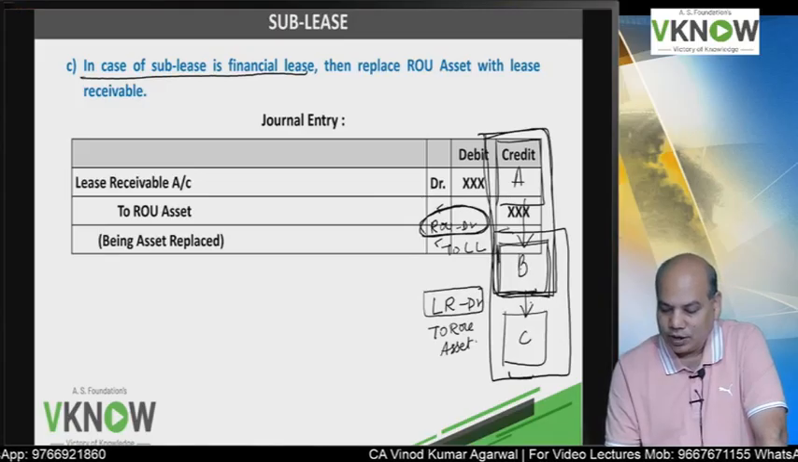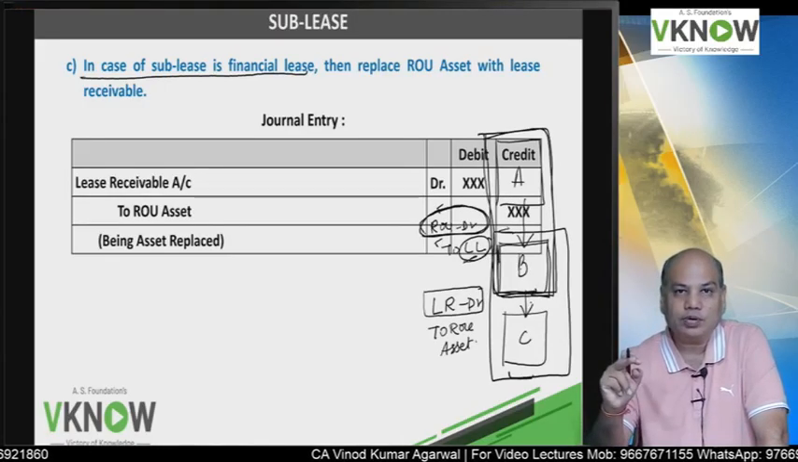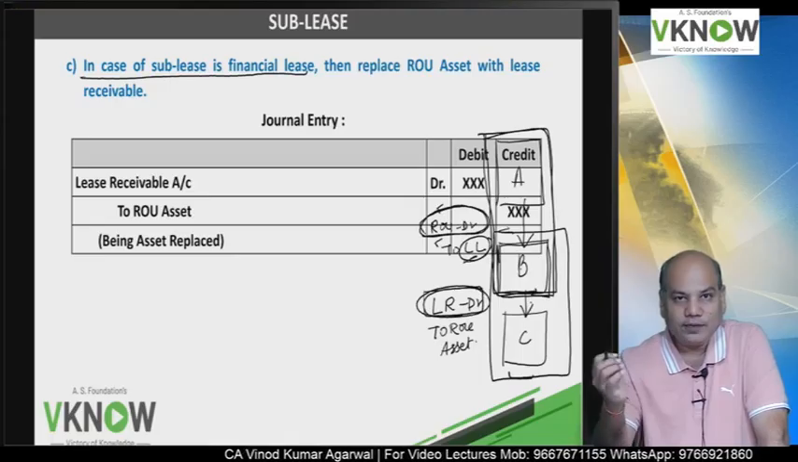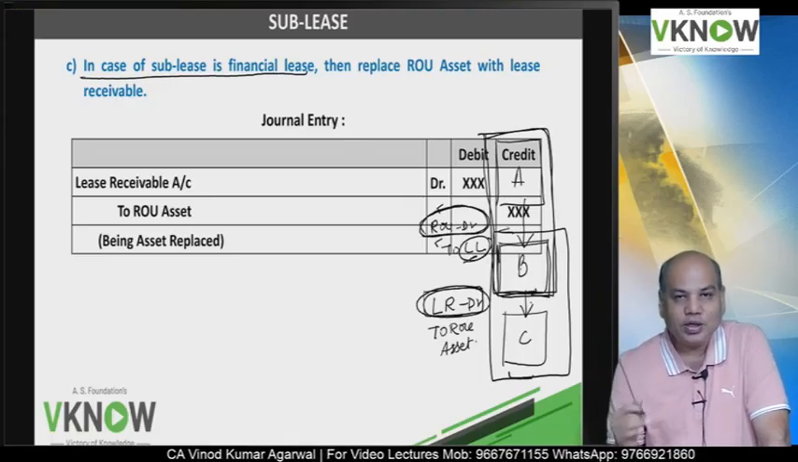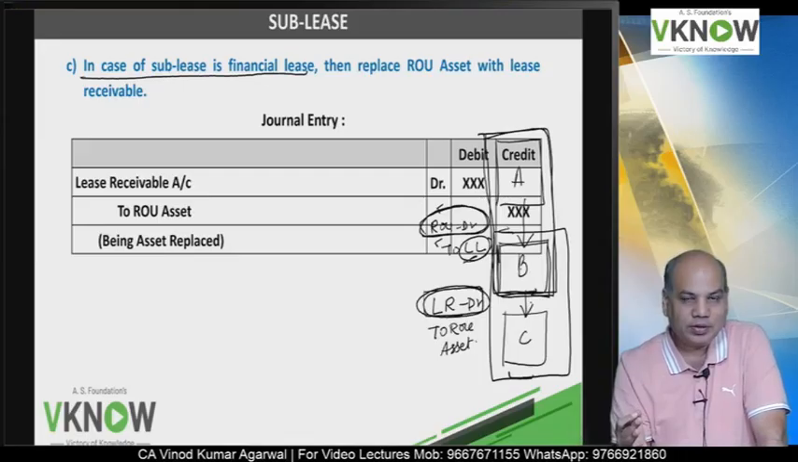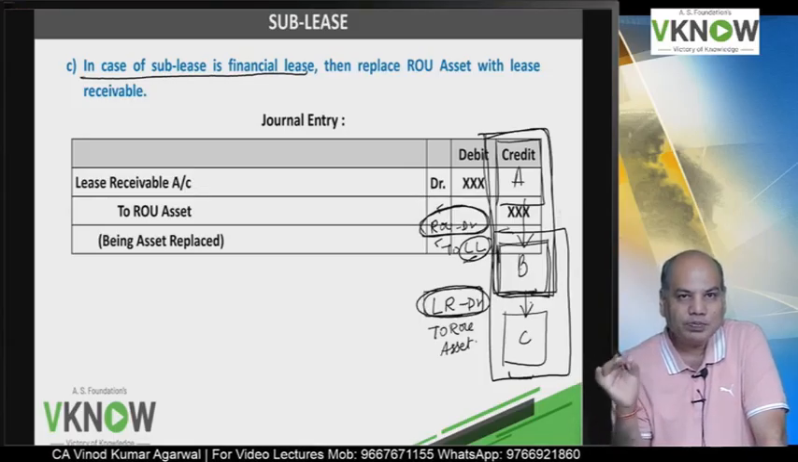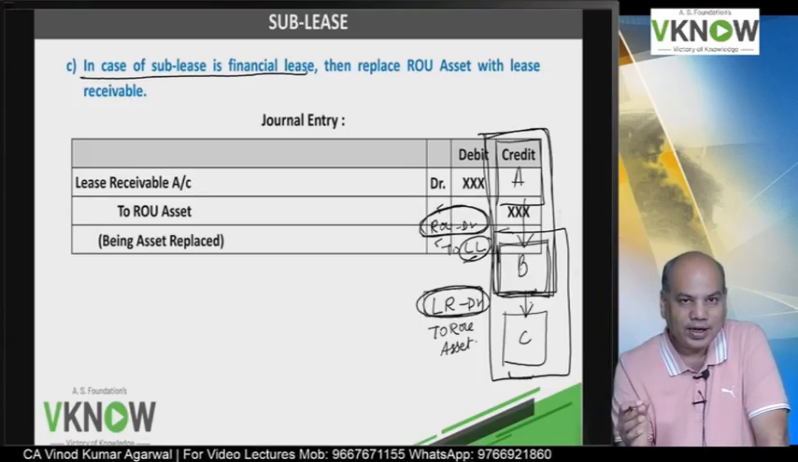Then every year, as far as lease liability is concerned, you will have to provide for finance charge. As far as lease receivable is concerned, you will provide for finance income, and then you will receive the payment, you will make the payment, and also recognize finance income on sublease and finance cost on the head lease.